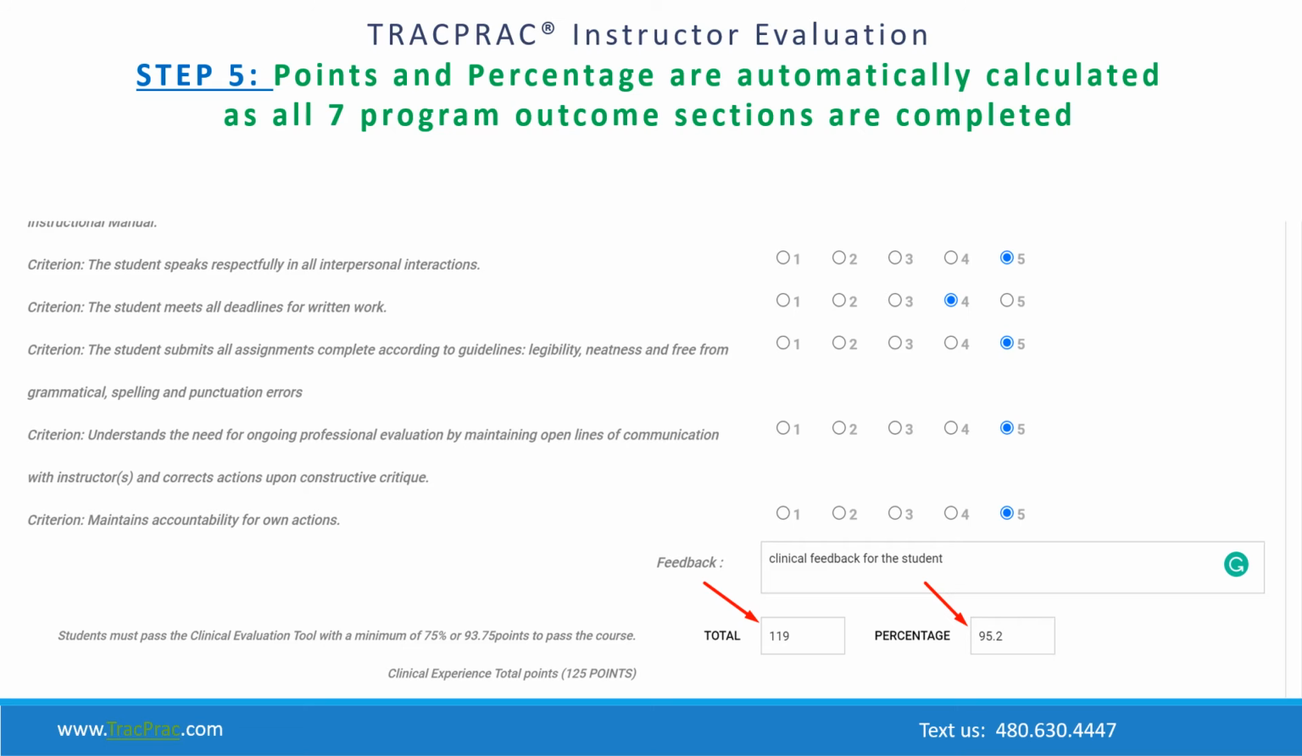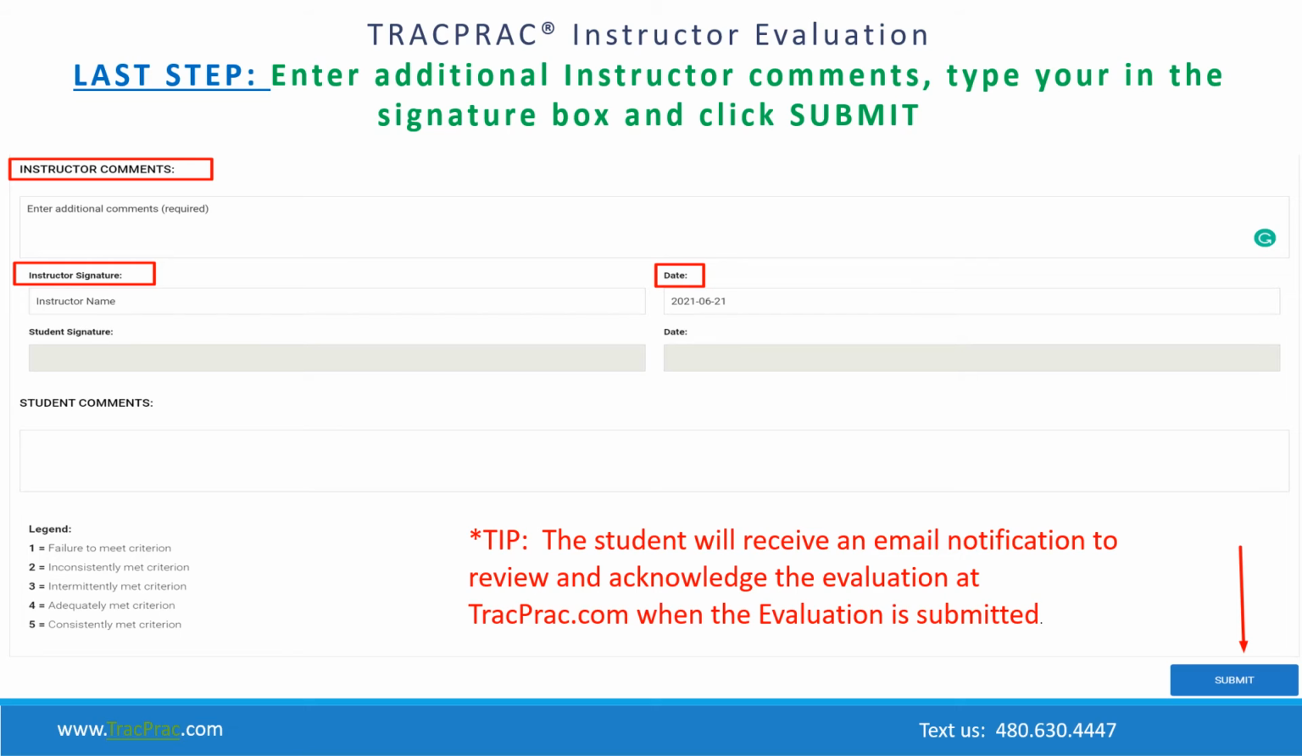Once you have reviewed and selected a performance rating for each of the outcomes, you will see the total points calculated automatically and the total percentage calculated at the bottom of the outcomes. For your final step, you will simply add any additional instructor comments that you would like to share with the student in the box. You will type your name in the instructor signature box, and the date will populate automatically. Once you have completed all entries on the page, you will click the Submit button in the bottom right corner.